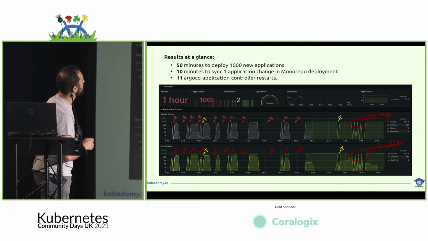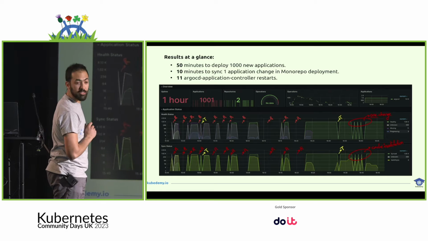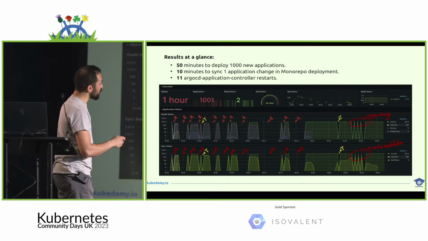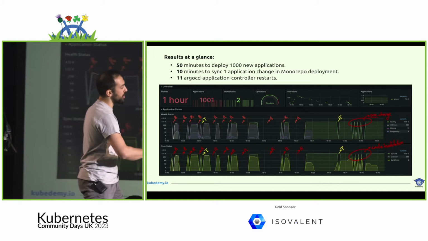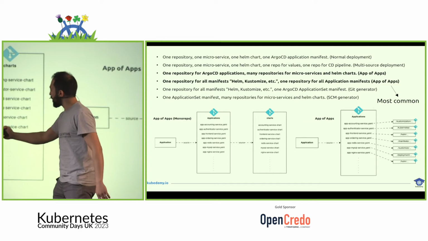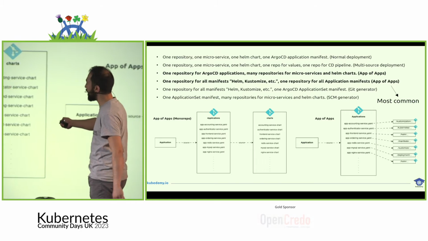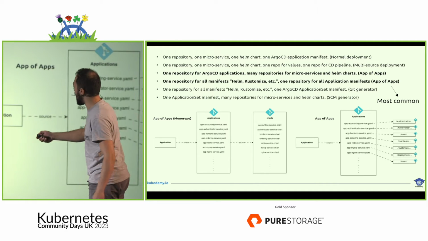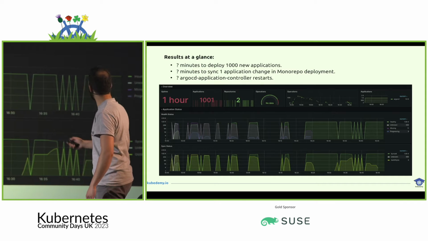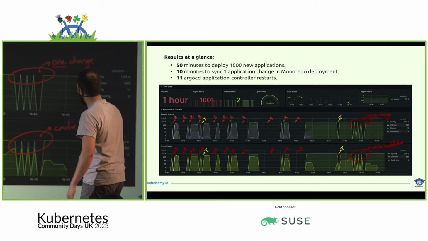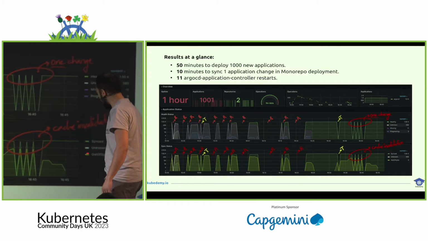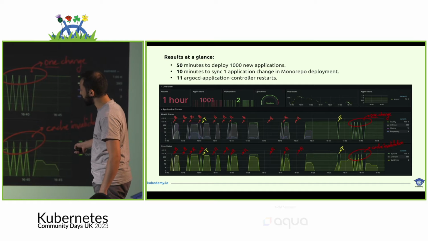15 minutes is how long it takes to deploy 1,000 applications. And 10 minutes to sync one application if you change something in the monorepo. If you change something here or here, because of the default configuration, you can see that everything goes down, and you can see some applications out of sync here.